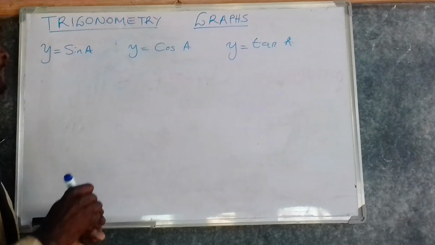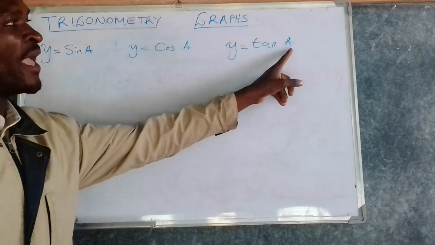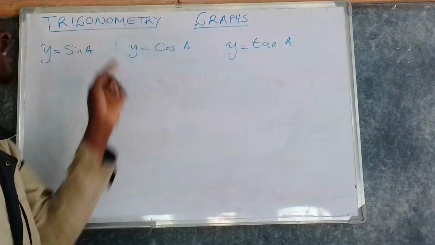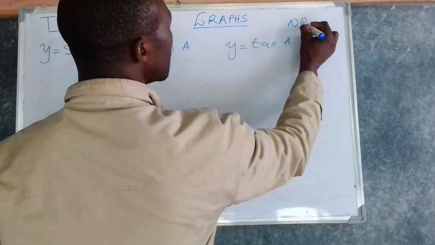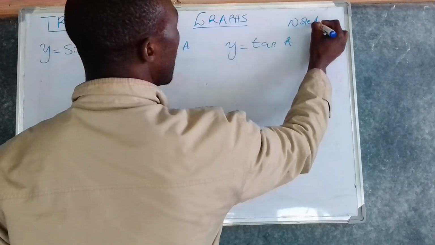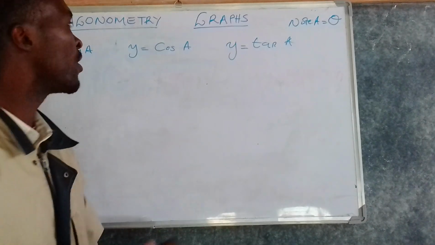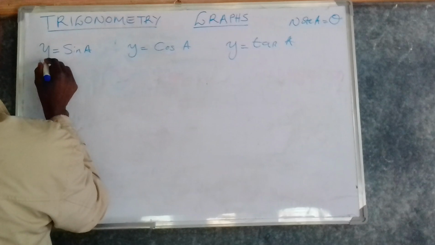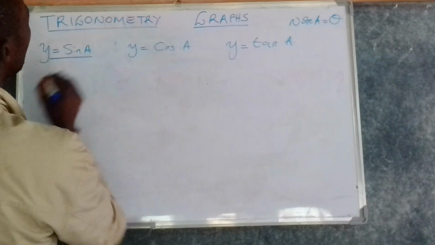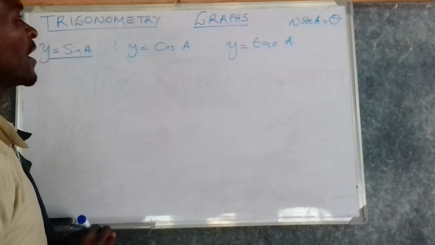Now note this: in sine A, cos A, tan A, the A is theta. So what you should know is this, note this: A means theta, or the angle given. So we are going to start with y equals sine A. This is what we are going to talk about.